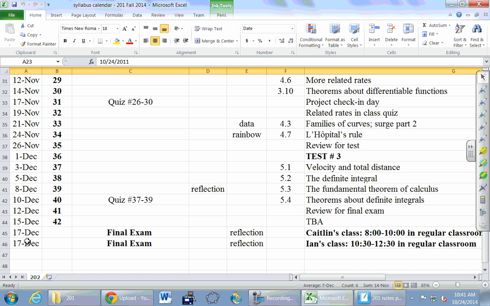Reflection is a project where you will look back on the semester. So it is a 7th project, but you won't be doing any math. You'll just be reflecting on what you accomplished this semester. Any other questions?